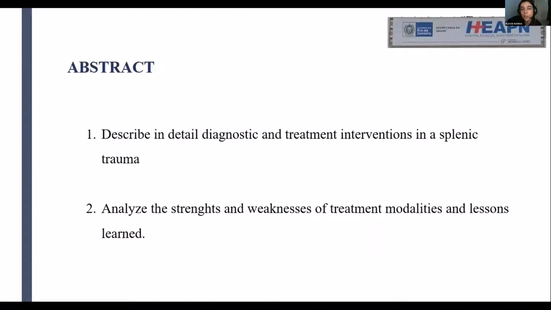So basically, we're going to describe in detail the diagnostic and treatment interventions in splenic trauma, and we'll be analyzing the strengths and weaknesses of treatment modalities and the lessons we have learned with this case.